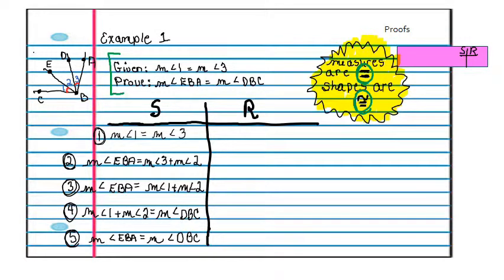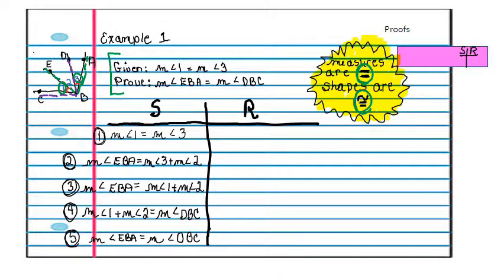After we've had things drawn and taken a look at them, I like to actually see what we're trying to do, what we have. We know that we've got angle 1 and angle 3 here that are both congruent, and what we want to do is prove that angle EBA, this big angle, is equal to angle DBC. A little hard to see because it's a small picture, but hopefully you can see that there, and we'll begin.